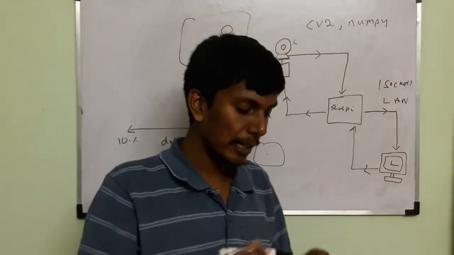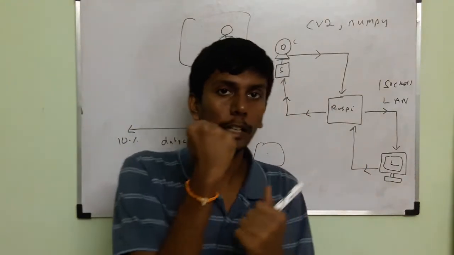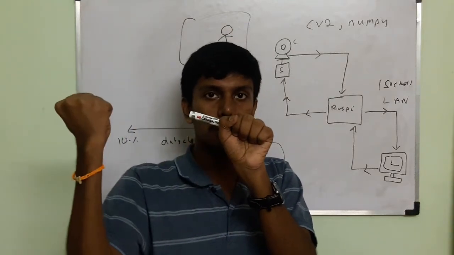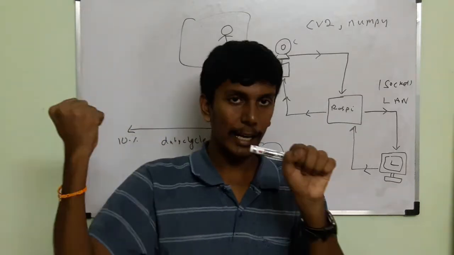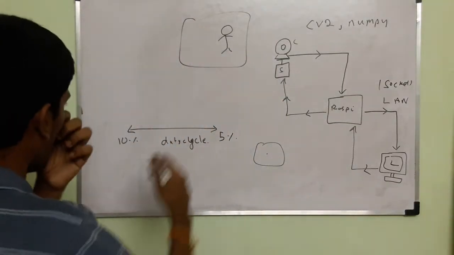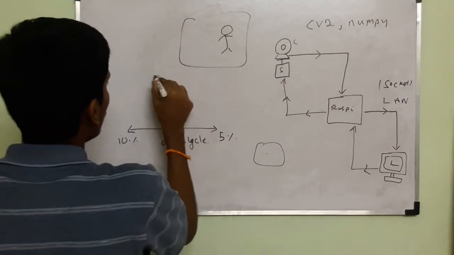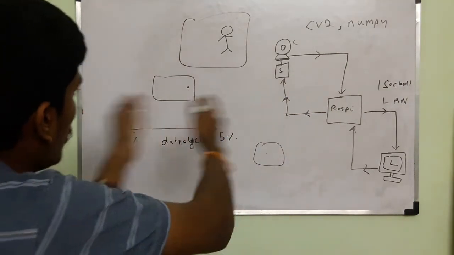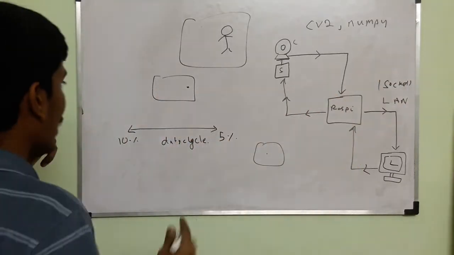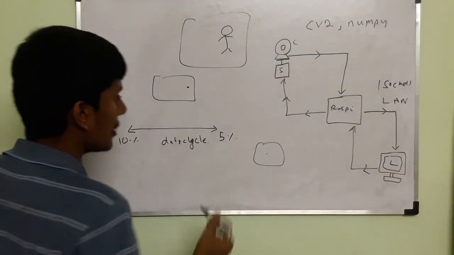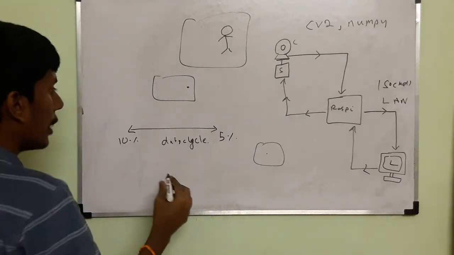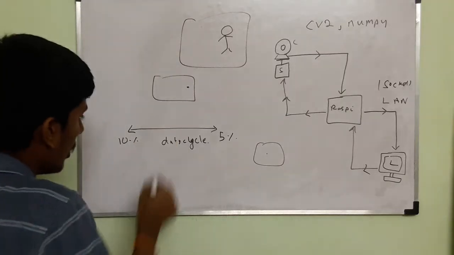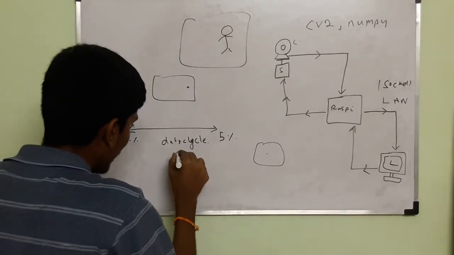So the Raspberry Pi will once again get this data and check whether the position of the face is in the center. Let's say this is our image and the face has appeared here. What we have to do is turn towards the right direction. For the right direction we have a duty cycle of 5% and for the left direction we have a duty cycle of 10%. A duty cycle of 7.5% will make the servo motor point exactly towards the center.